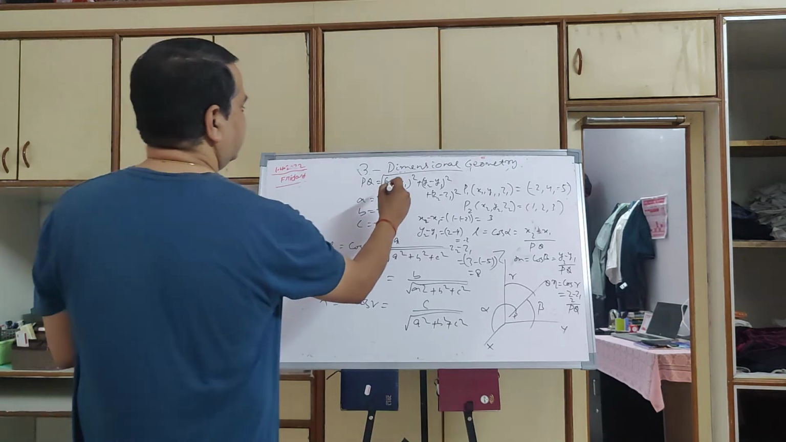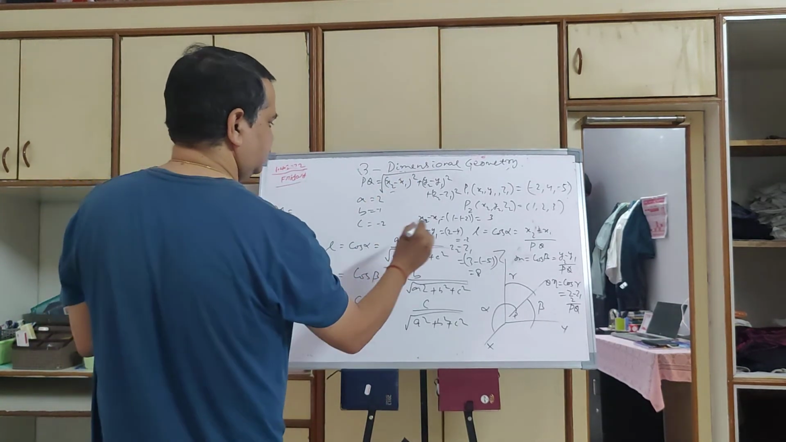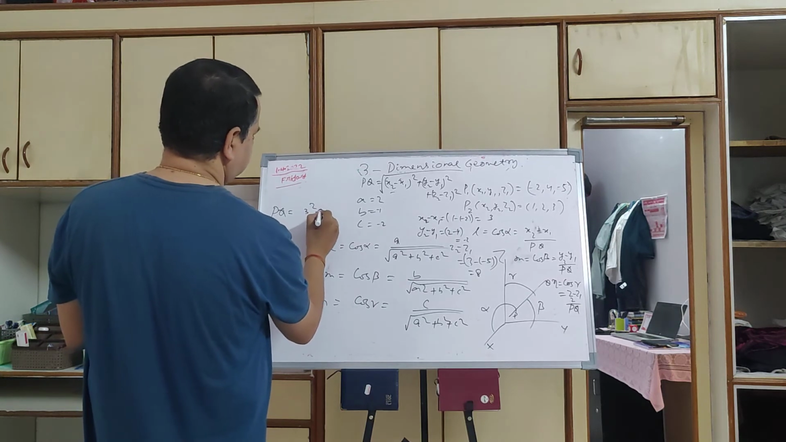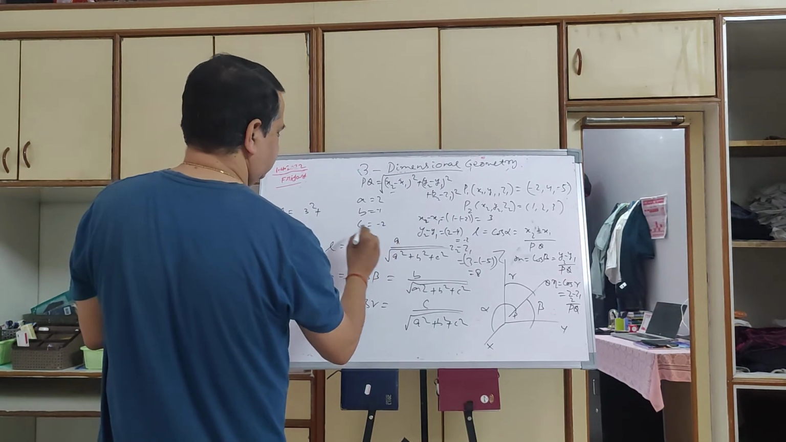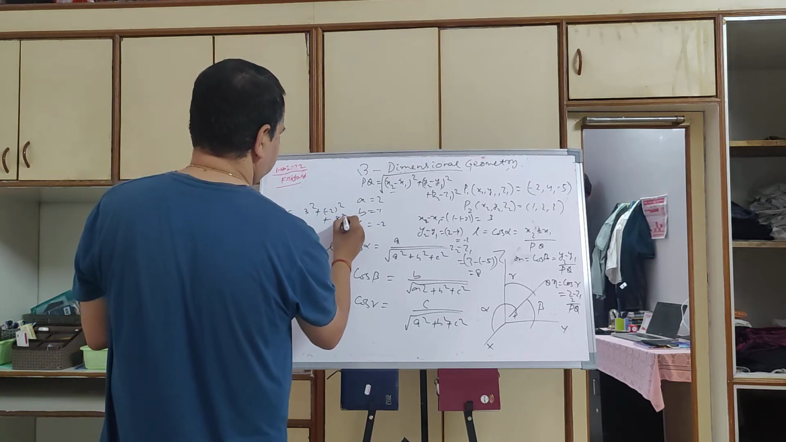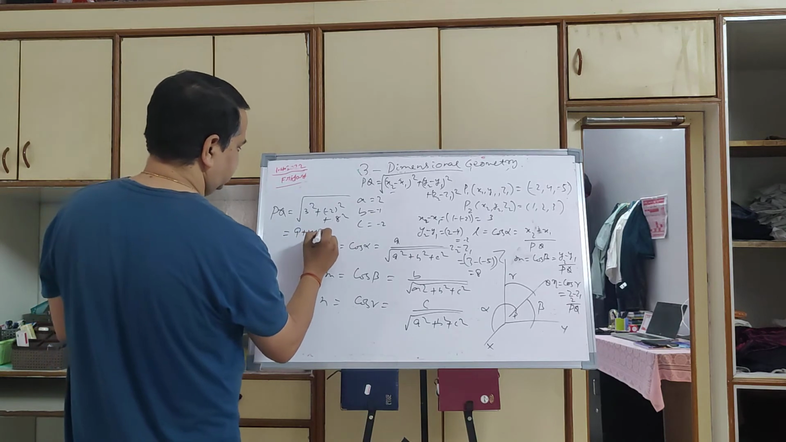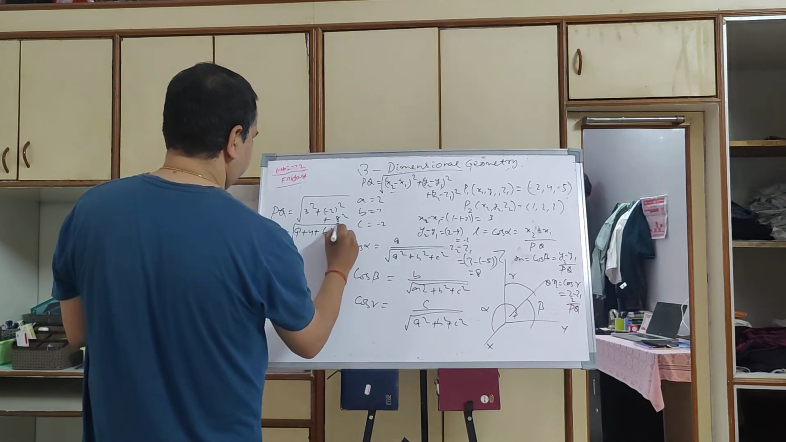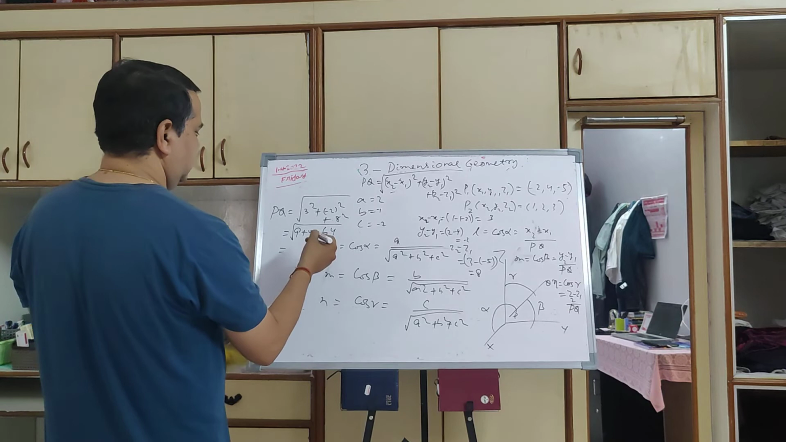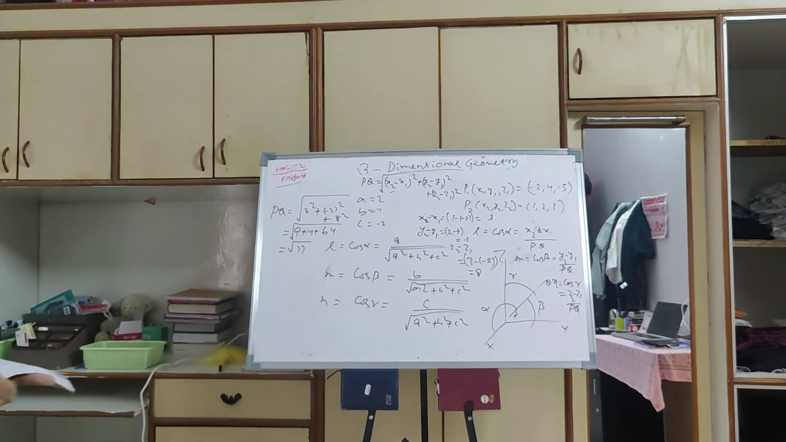Knowing this, you can find the direction cosines. So PQ is equal to the square root of 3 square plus minus 2 square plus 8 square, so 9 plus 4 plus 64. 64 plus 9 is 73, 73 plus 4 is 77. So PQ is the square root of 77.